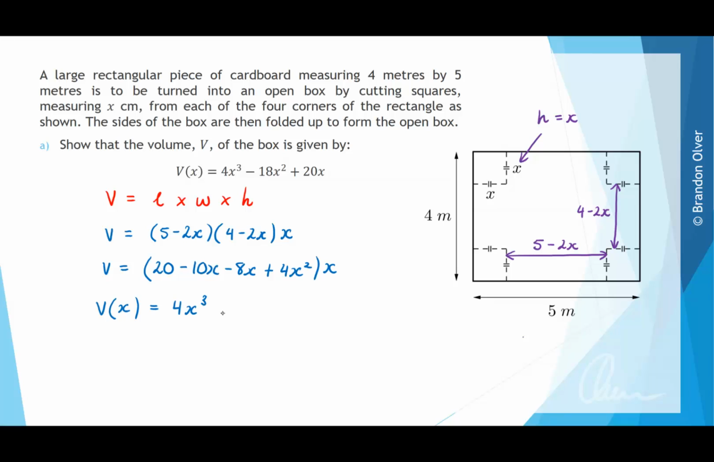When we simplify that and expand the x through, we find that V(x) is equal to 4x^3 minus 18x^2, and that's from the minus 10x and minus 8x combining, and then plus 20x. So we've shown that that's the volume of this open box.